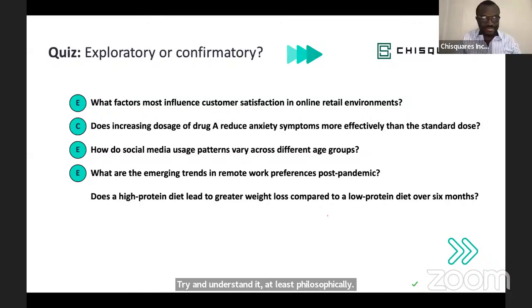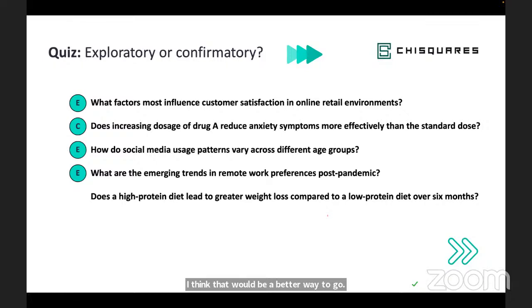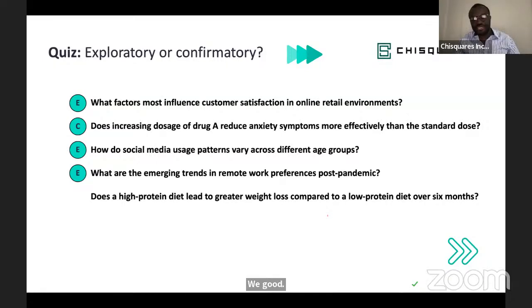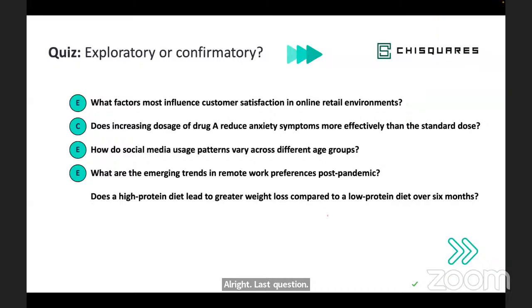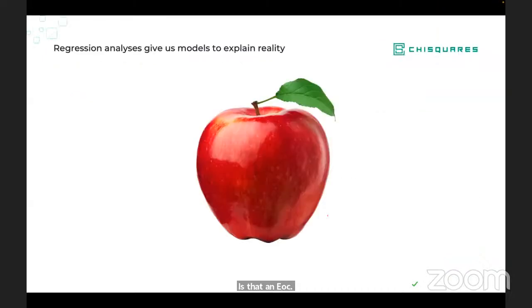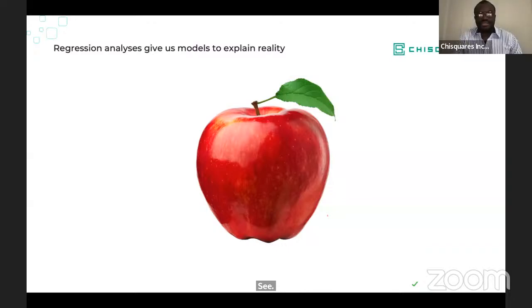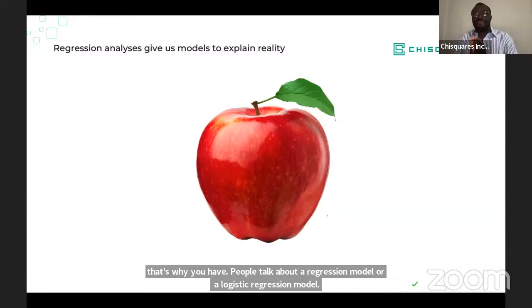We good? All right. Last question. Is that an E or a C? C. Excellent. All right. So what do we get from regression analysis? They give us models to explain reality, right? That's why you hear people talk about a regression model or a logistic regression model, because that is what we are getting from a regression analysis. It gives us a model.